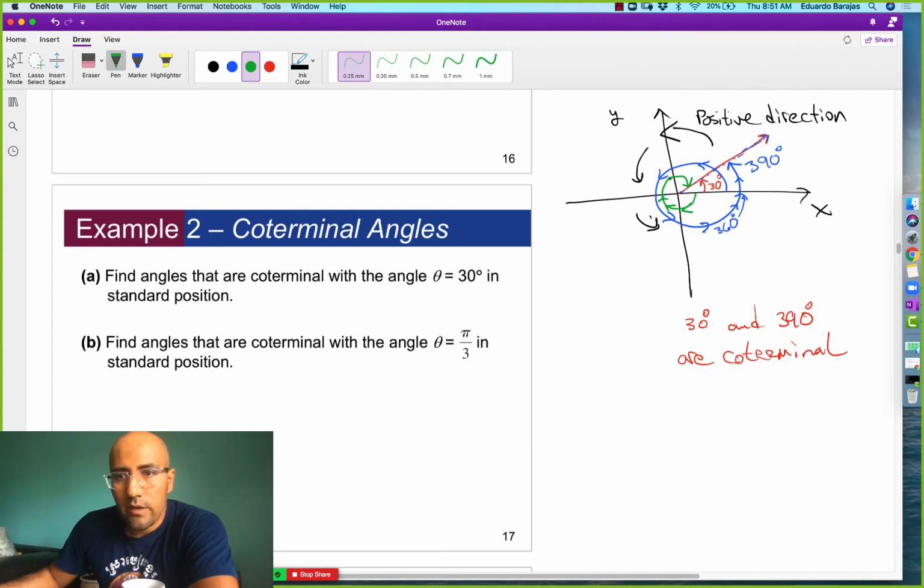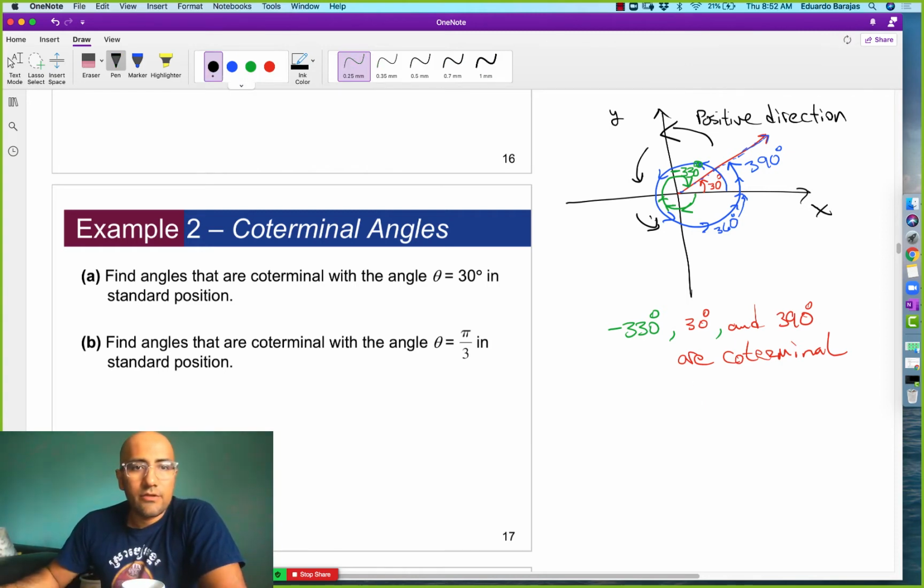As I go this way and end up there, I don't quite make a full rotation. If I went all the way around, it would be negative 360, and I want to stop a little before that. So I need to go negative 330. Good. So I can just tack that on to the list here. Negative 330 degrees, 30 degrees, and 390 degrees are all coterminal.